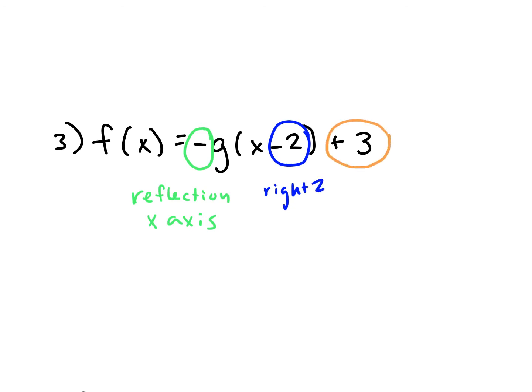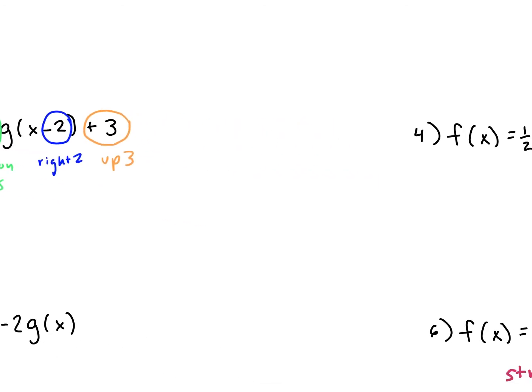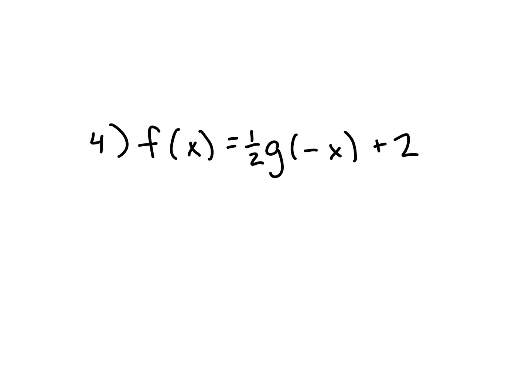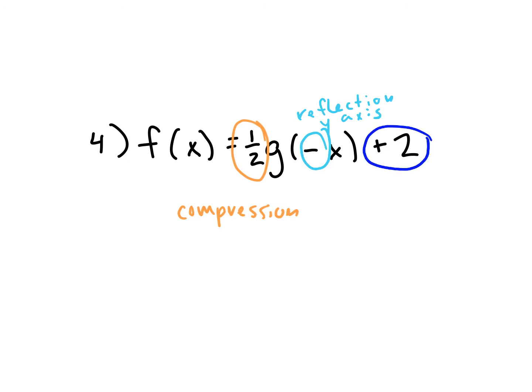And then +3 on the outside? Up 3. All right, number 4. What does this 1/2 do on the outside? Compression. What about when you multiply by a negative on the inside? Reflection on the y-axis. And +2 on the outside? Up 2.